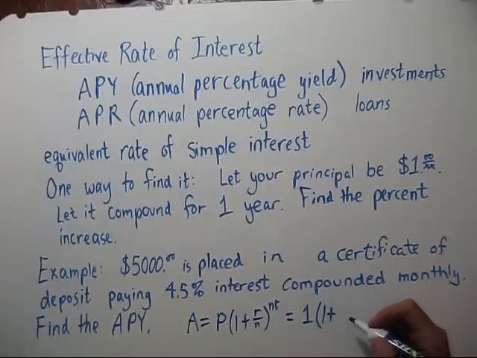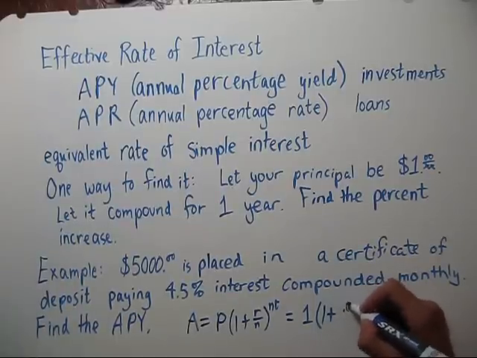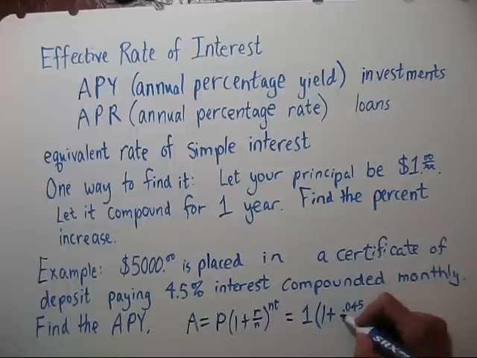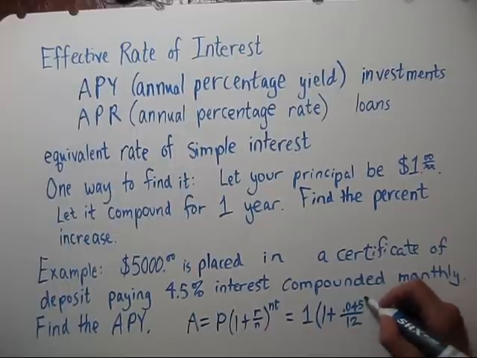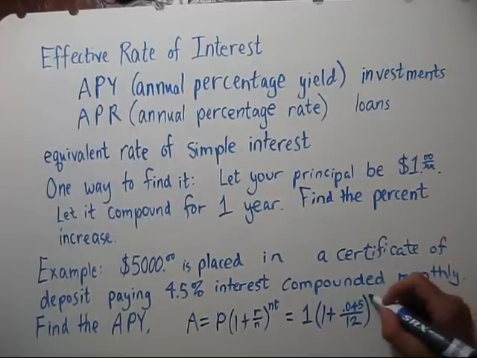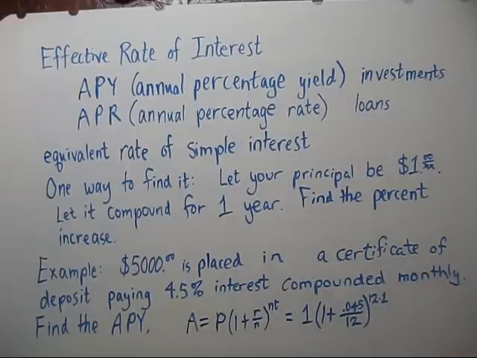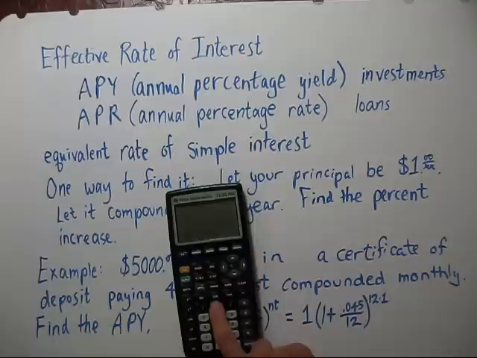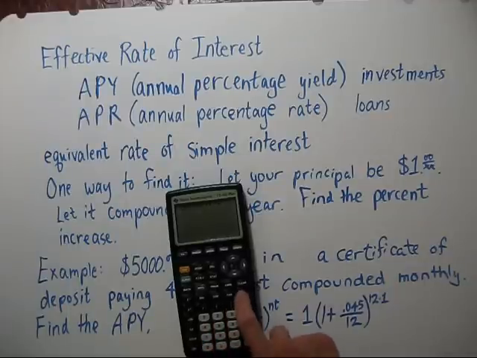Our R is our rate, and it's 0.045. N is the number of times per year, so it'd be 12. And we're going to do this for 1 year, so T is 1. Let's pull out the calculator. Left parenthesis, 1 plus 0.045 divided by 12, right parenthesis, caret 12, enter.